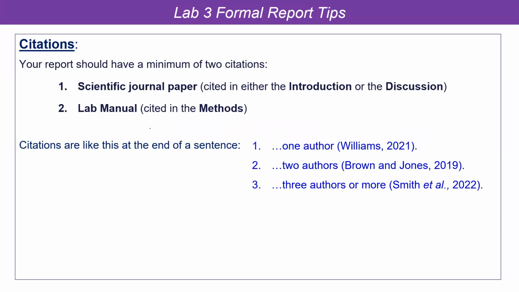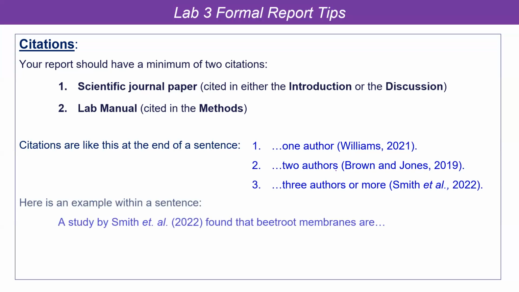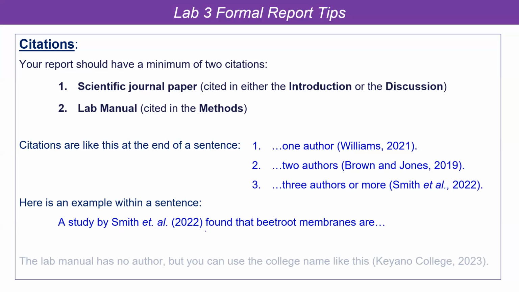So remember that citations are done like this. They're at the end of the sentence. If you have one author, it's the last name, comma, followed by the year. If you have 2, you can use both last names. If you have 3, use et al. Here's an example within a sentence. And notice in this case, I actually put the citation earlier on because I referred to the author. So you can do either way.